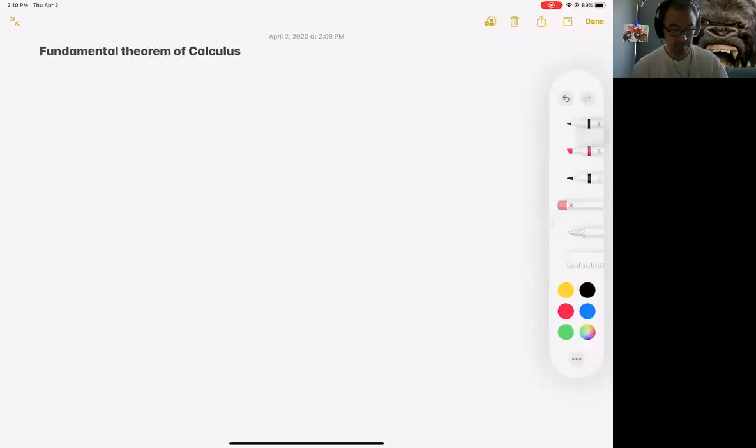Okay, hi, so we're going to do the fundamental theorem of calculus. There's a couple different forms of this, like a first fundamental and second fundamental, and we're just going to go through it in a rough overview so we can apply it. So the first one is, let's say f, your function, is continuous.